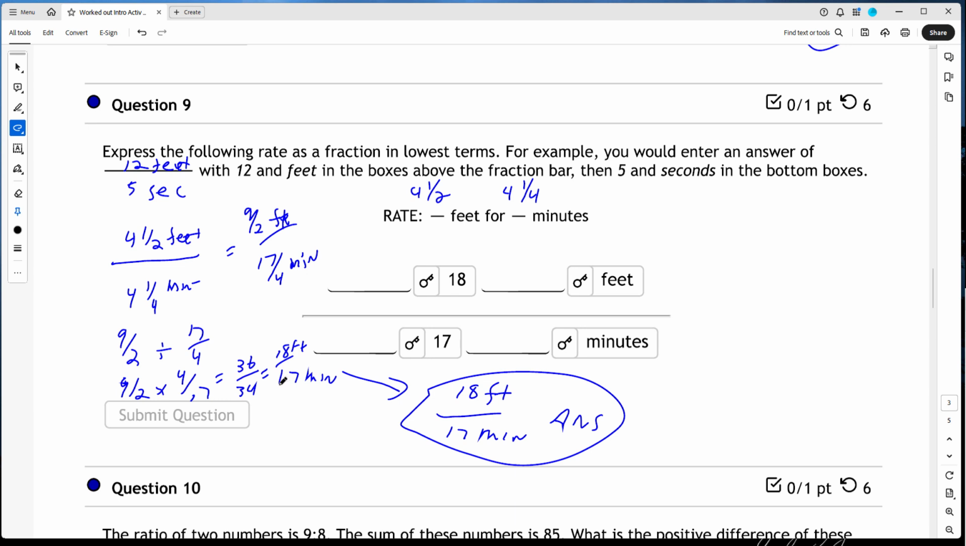Okay. So 18, the unit is feet. 17, and the unit is minutes. And that's my final answer there for number 9.